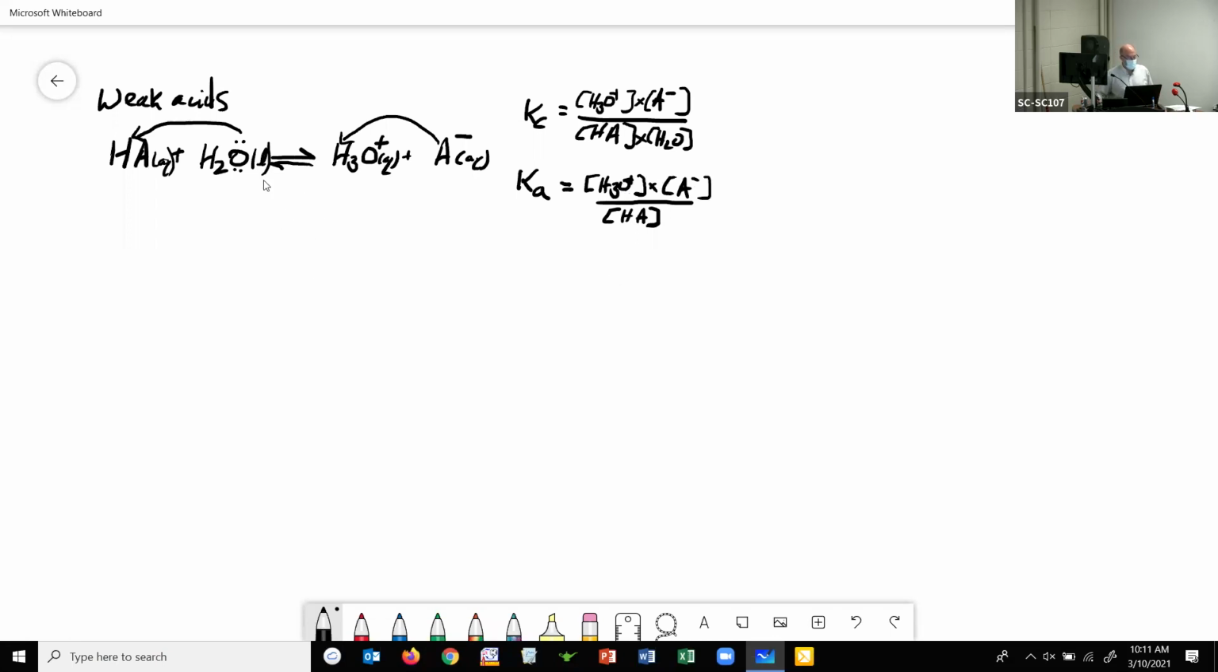Just a quick bit of vocabulary: the H3O plus we refer to as a hydronium ion. The A minus is referred to as the conjugate, for connected, conjugate base. And we'll talk about its behavior as a base in a few minutes. The reason why we call it a base is because it's picking up a hydrogen.